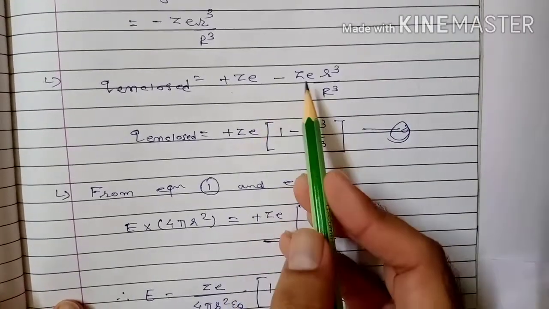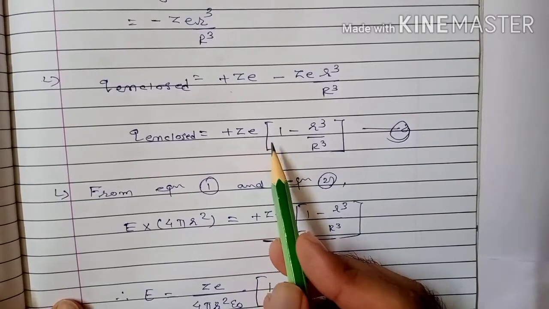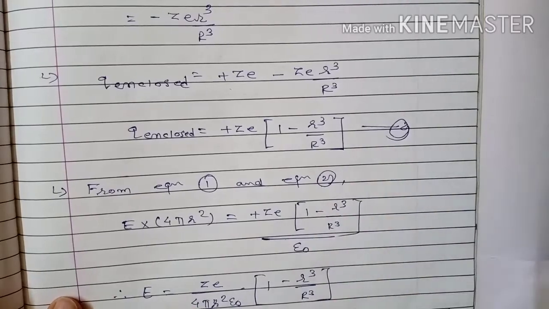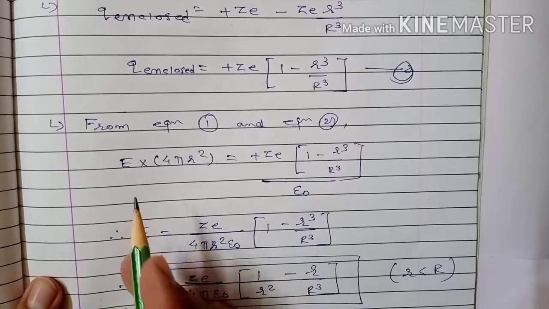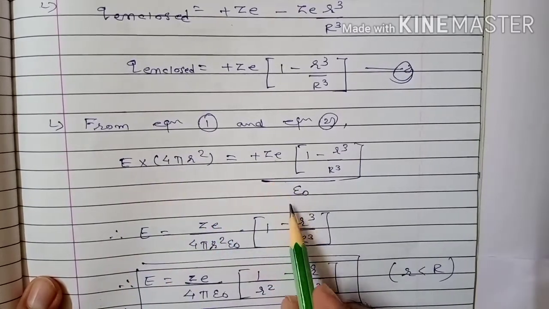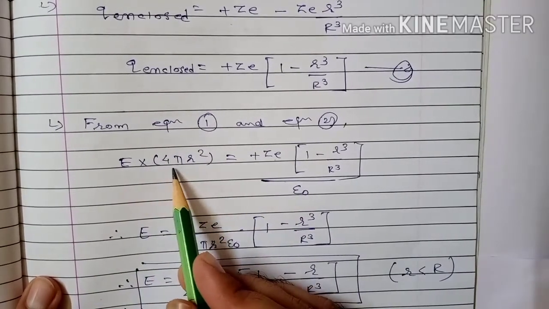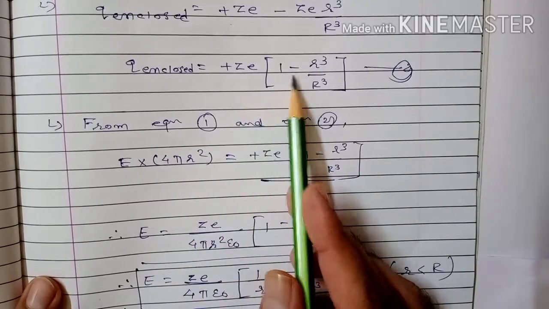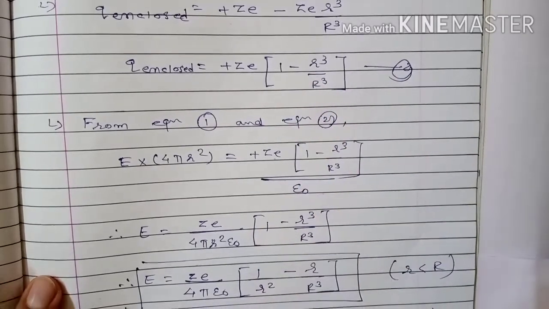So if we take ρ common, then charge enclosed is equal to plus Ze into 1 minus small r cube upon capital R cube. Equation number 2. From equation 1 and 2, we can write, according to Gauss's law, electric field into area is equal to charge enclosed upon epsilon naught. Electric field into area of the Gaussian surface 4 pi r square is equal to charge enclosed, plus Ze into 1 minus small r cube upon capital R cube, upon epsilon naught.